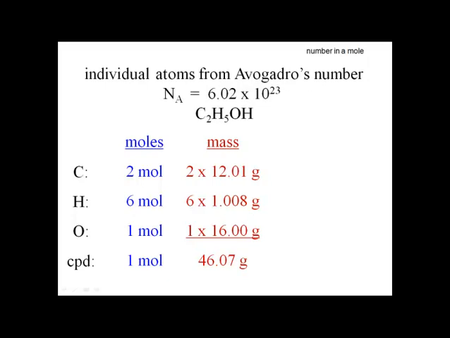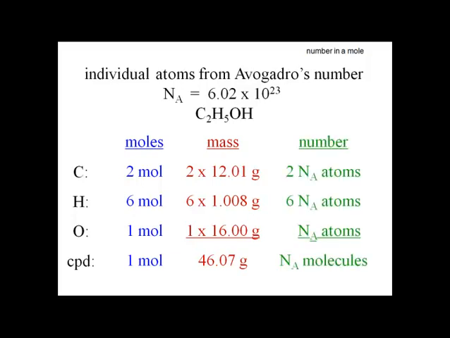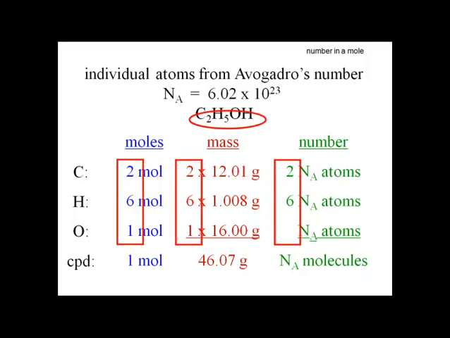We can find the number of individual atoms of each element knowing Avogadro's number and the number of moles. Avogadro's number, which is given the symbol N sub A, is 6.02 times 10 to the 23rd power. There are 2 times Avogadro's number of carbon atoms, 6 times Avogadro's number of hydrogen atoms, and 1 times Avogadro's number of oxygen atoms. Notice that the constants in front of Avogadro's number are the same as in the mole column and the mass column, and come from the subscripts in the chemical formula.